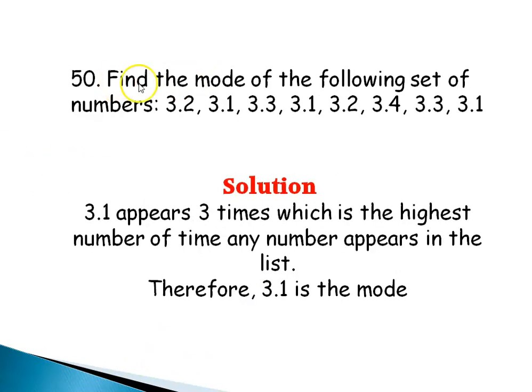Question 50. Find the mode of the following sets of numbers: 3.2, 3.1, 3.3, 3.1, 3.2, 3.4, 3.3, 3.1. Now when you say mode, you're talking about the number that appears the most, or that has the highest frequency. If you look at all of this, 3.1 is the one that appears 3 times. Every other number did not appear up to that. So 3.1 appears 3 times, which is the highest number of times any number appears in the list. So 3.1 is the mode.